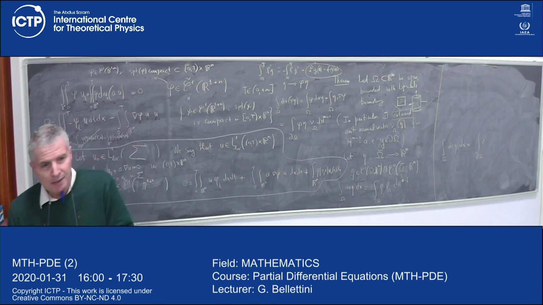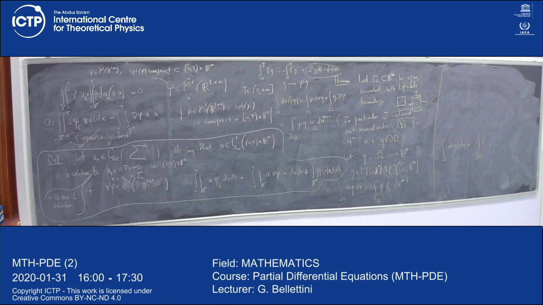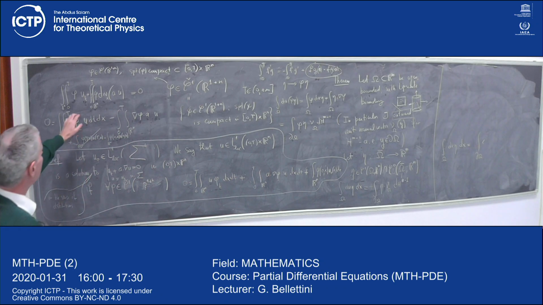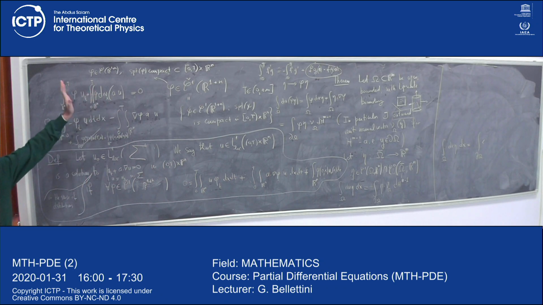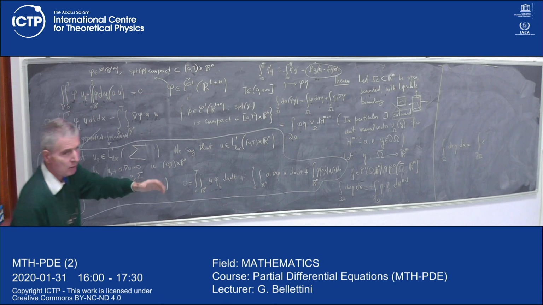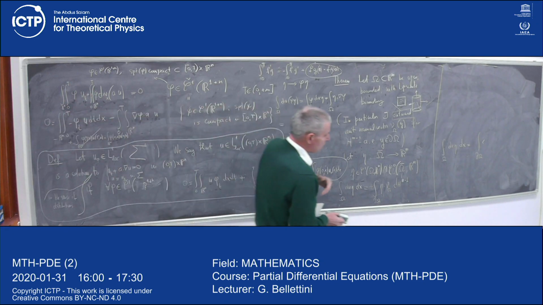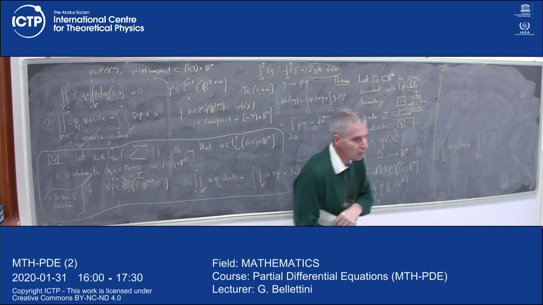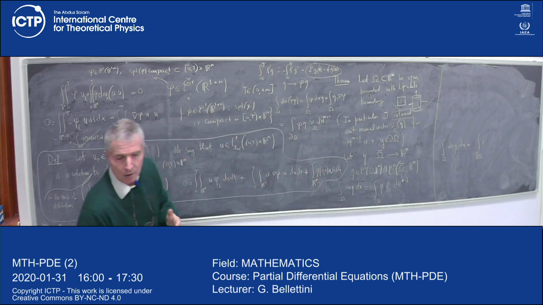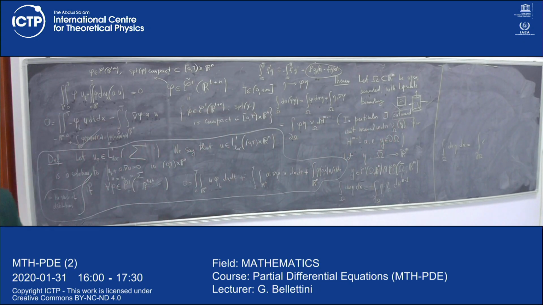So many PDEs, at least the PDEs which have this structure in divergence form, because at the end we are using the divergence theorem, so we are using some divergence form of the PDE itself, many PDEs of this form can be assigned a notion of weak solution in the distributional sense. Okay?